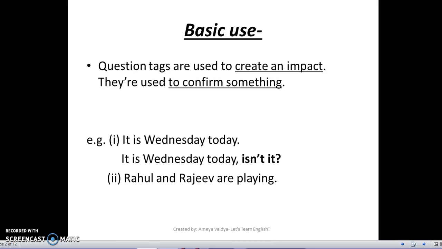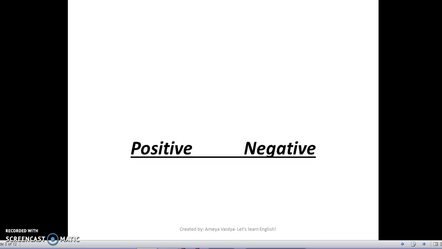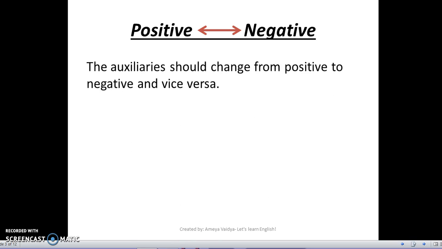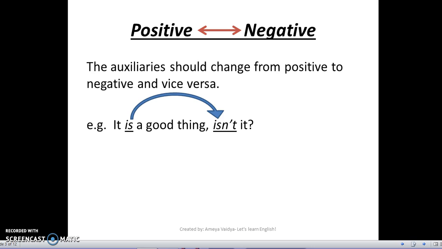Now, Rahul and Rajiv are playing. Rahul and Rajiv are playing, aren't they? Again, used to confirm and create an impact. Now, the basic technique to use a question tag is to change the auxiliary from the positive form to the negative and from the negative to the positive. So the auxiliaries should change from positive to negative and of course negative to positive. So it's vice versa.